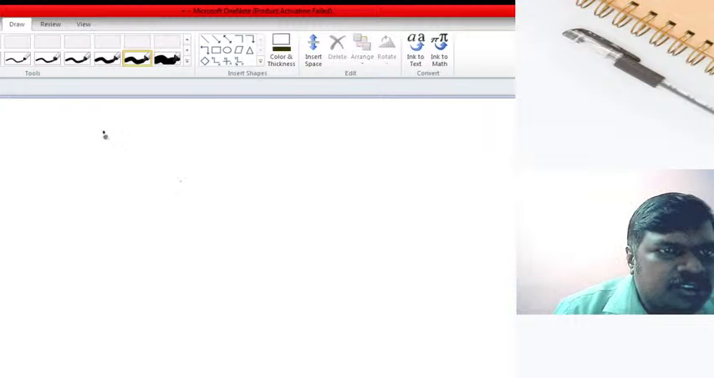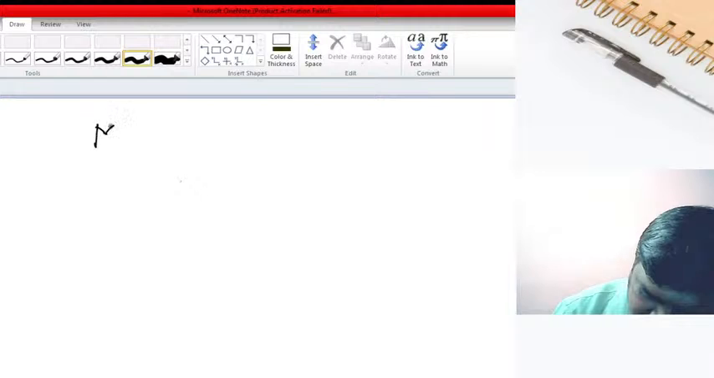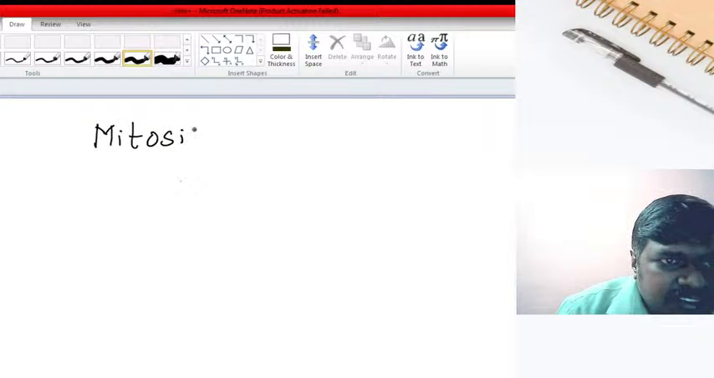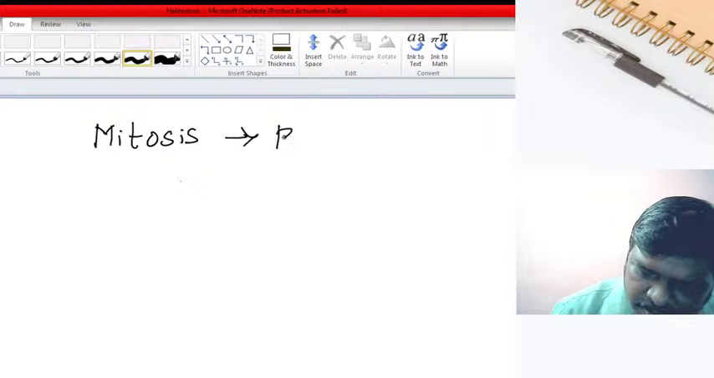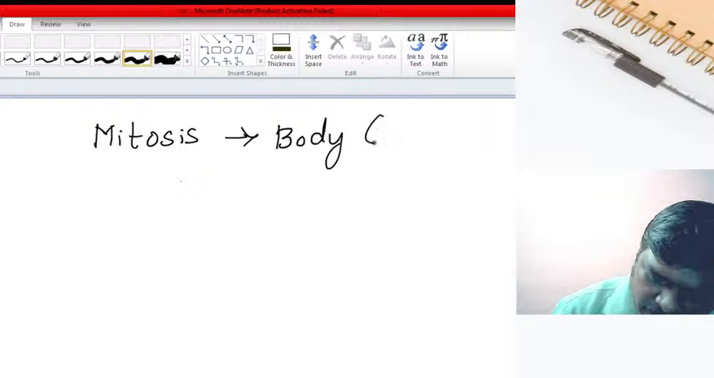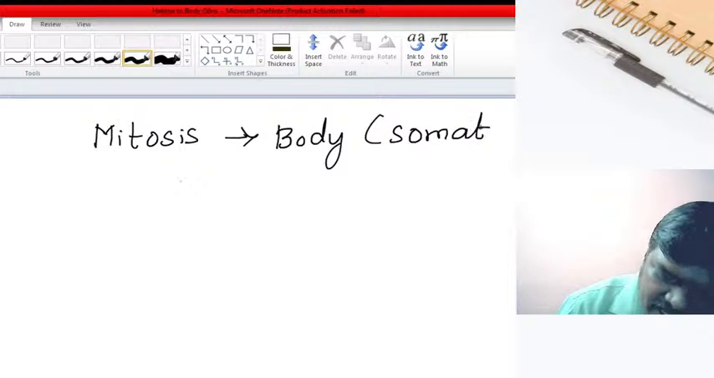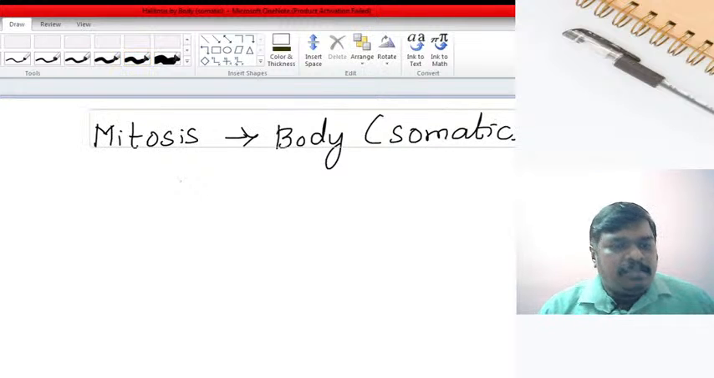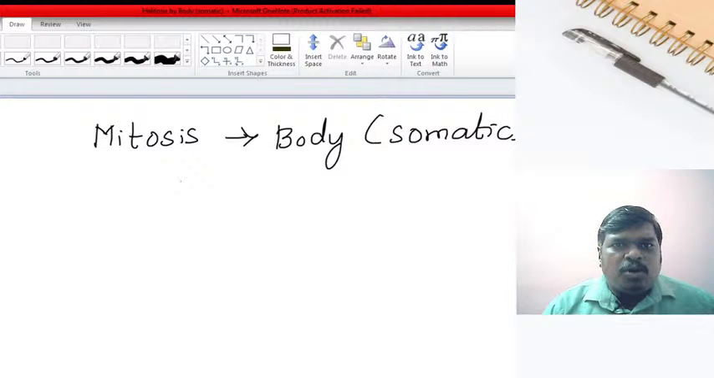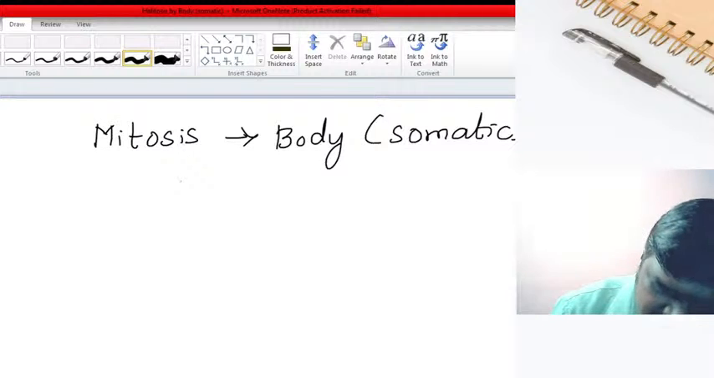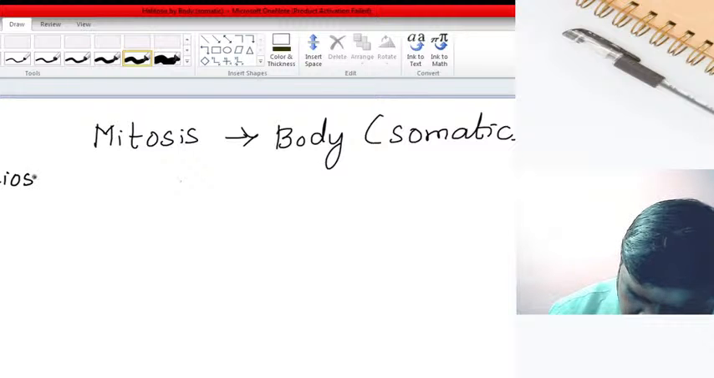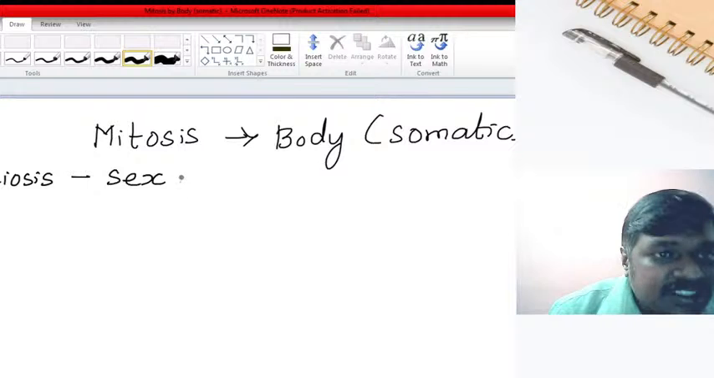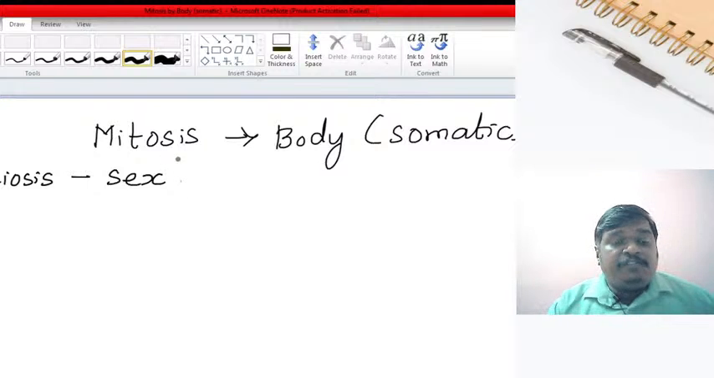Mitosis and meiosis. Okay, children. So mitosis is a cell division which occurs in body cells. The body cells are known as somatic cells. Similarly, meiosis cell division occurs in sex cells. So that is the main difference here.